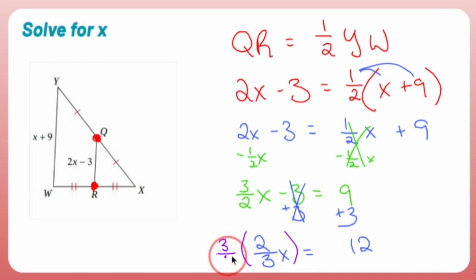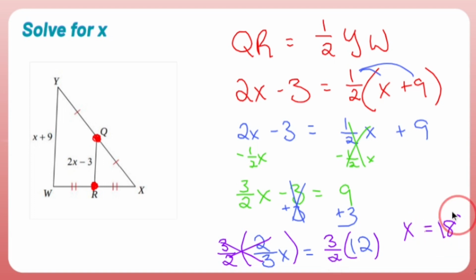And rather than dividing both sides by 3/2, let's multiply both sides by the reciprocal of 3/2, which is 2 over 3. Hmm, I'm going to multiply both sides by 2 over 3. That allows me to cross these guys out. And the trick when you multiply a whole number to a fraction is do 12 divided by the denominator. So 12 divided by 3 is 4, and then 4 times 2 is 8. So in this case, all I had to do was find out x. X ended up being 18.